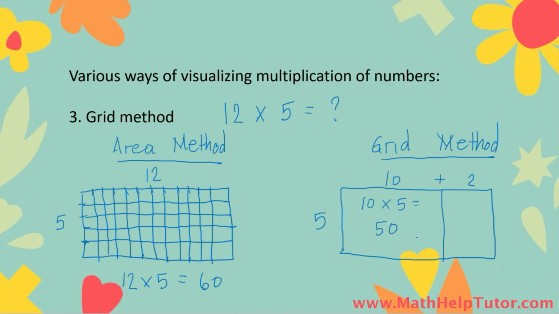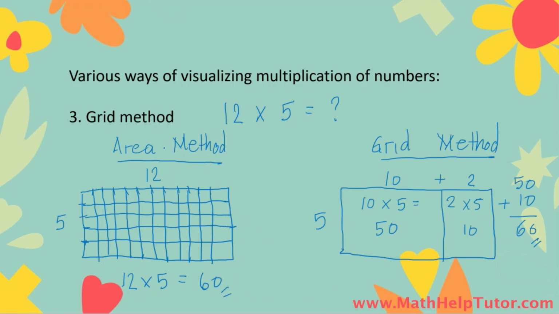And we know that that is 50. Next, we multiply the sides of the length of this other rectangle, which is 2 times 5, which we know is 10. And what we do next is we just add the area or the number of squares for each region. So that's 50 plus 10, which gives us 60 and is the same as what we got with the area method.